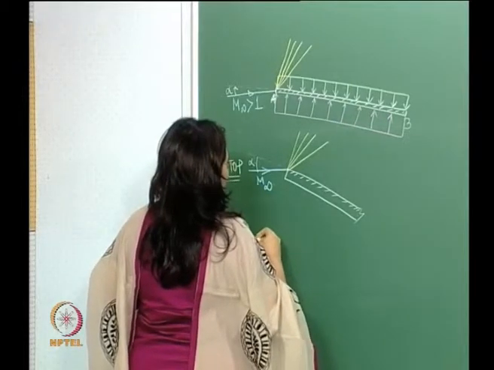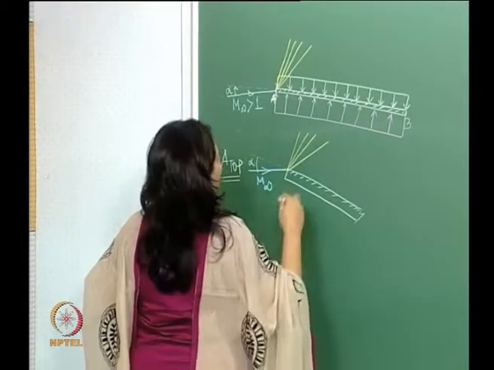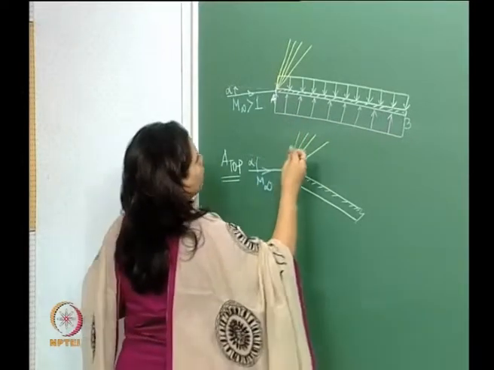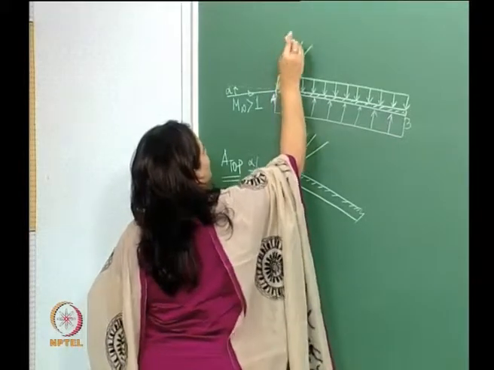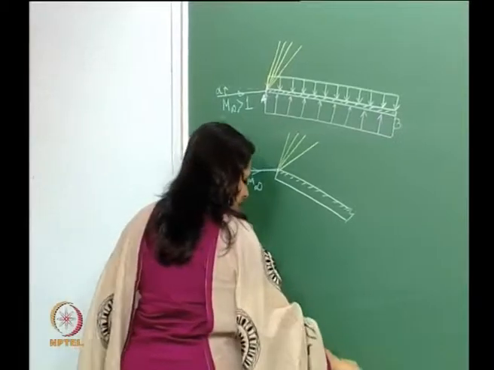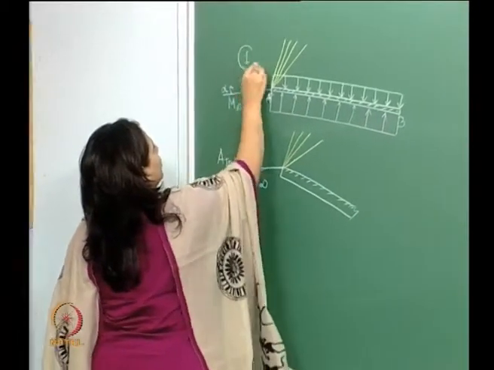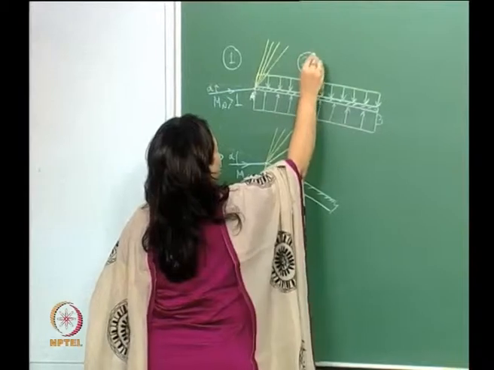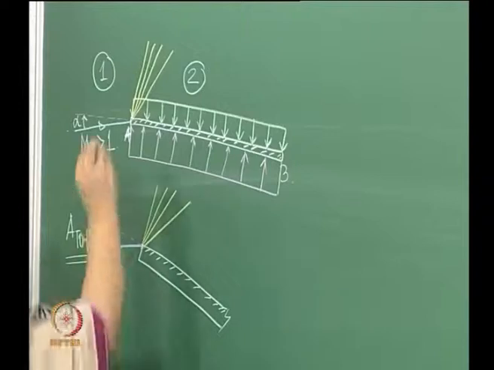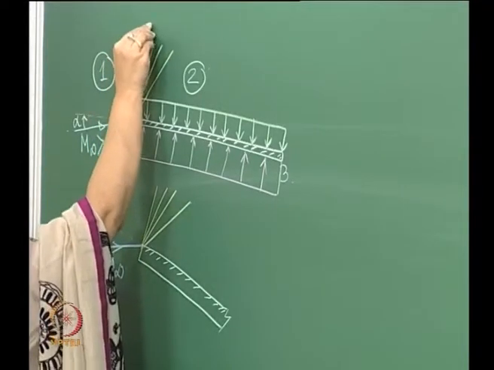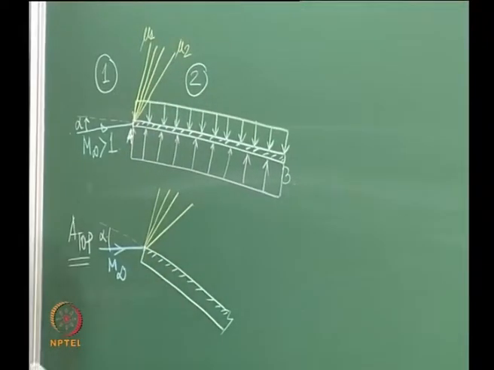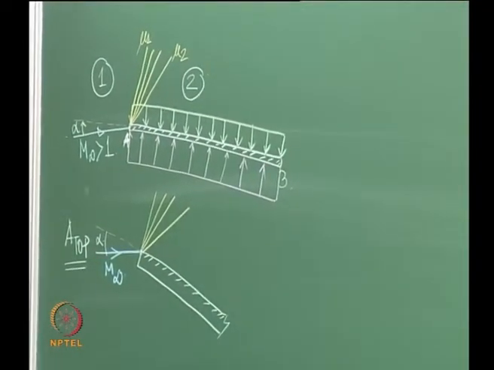And here, if you remember, the mu1 and mu2. Now that we have an expansion fan over here, let us call this region 1 and this region 2. Therefore, I will call the Prandtl-Meyer function corresponding to this mu1 and this one mu2. We have that.